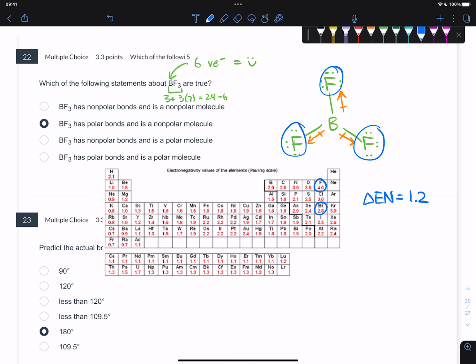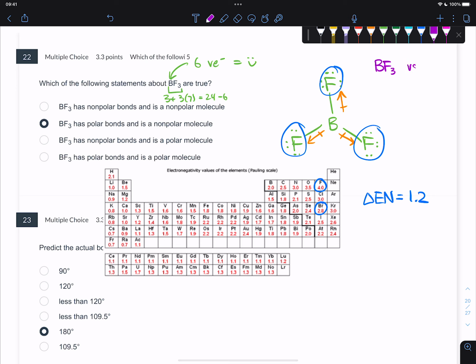Even though the bonds are polar, those polar bonds cancel themselves out with the other things, right? That's just one of those exceptions you should know. Always sketch it out, because while BF3, so let's say you have BF3, right? We just drew it. We can see that it's nonpolar because there's no lone pair on the central atom.